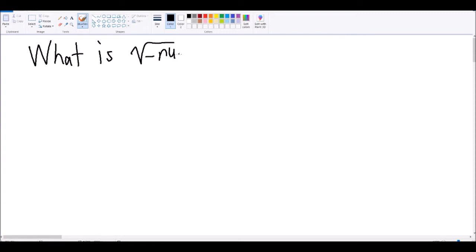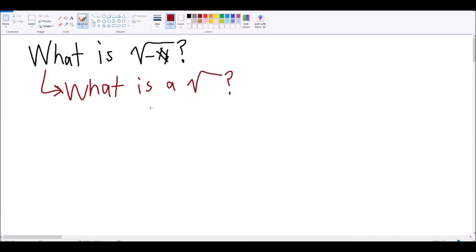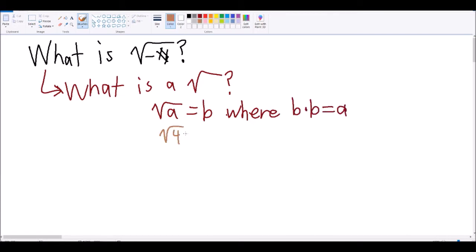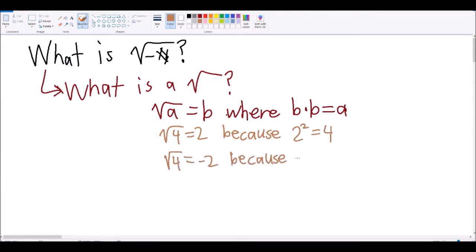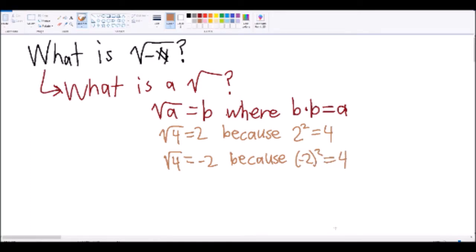square roots. What is the square root of a negative number? To answer this question, let's first answer the question, what is a square root? Plain and simple, it's where you find one number that you can multiply by itself to get the number you started with. So the square root of 4 is 2, since 2 squared is 4. The square root of 4 is also negative 2, since negative 2 squared is 4, and a negative times a negative equals a positive. So then, does the square root of a negative number have any meaning at all?